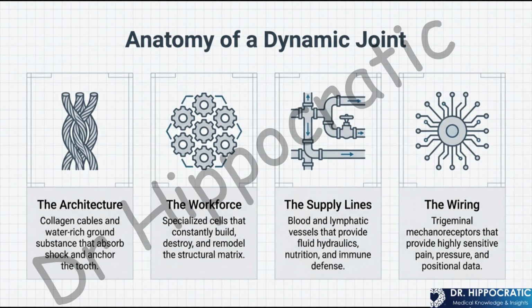Wait, let me stop you right there. I have to push back on the logistics of this. You're telling me that all four of these massive, distinct biological systems, structural cables, active cellular manufacturing factories, a plumbing system of blood vessels, and a complex neurological wiring grid are all crammed together into a gap that is 0.25 millimeters wide? How do they not just constantly tangle up or crush each other every time you bite down?